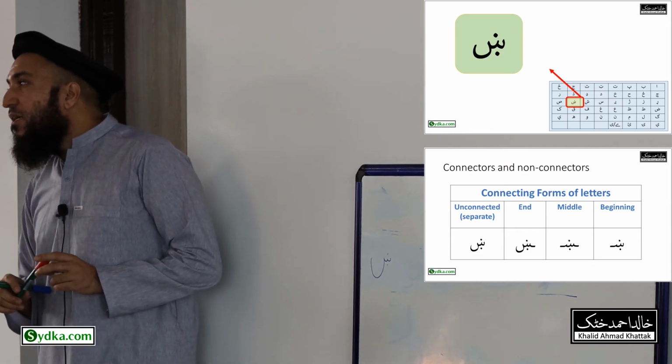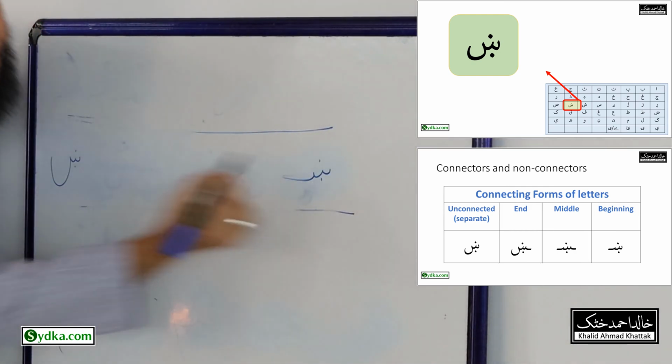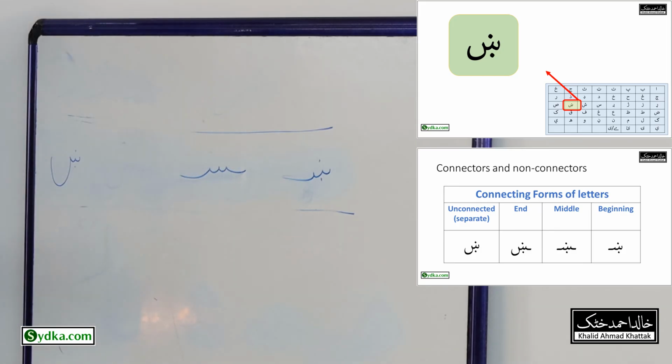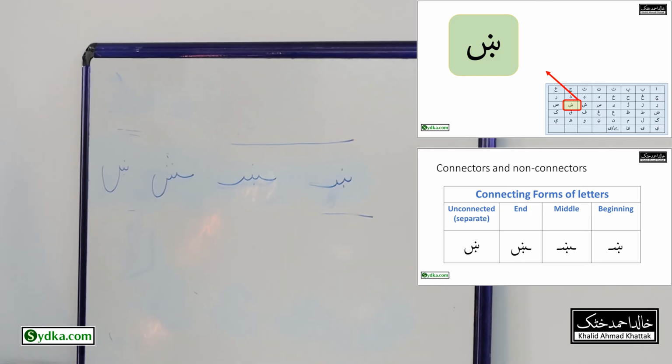Why? Good. Okay, so in the beginning it looks like this. In the middle it looks like this. So same as seen or sheen, except we have 1 dot on top and 1 underneath. Okay.